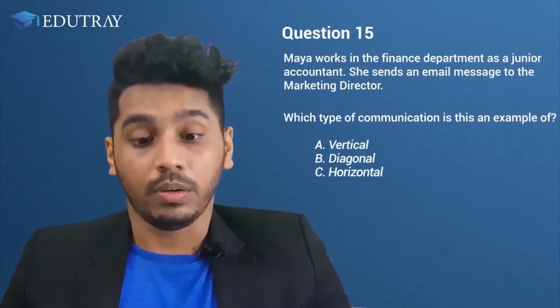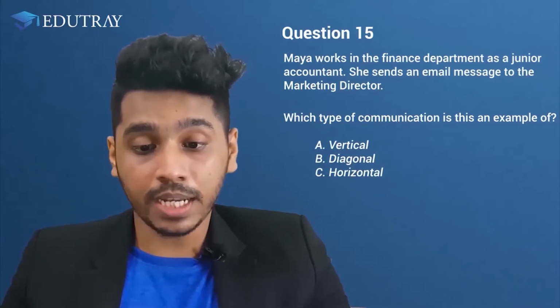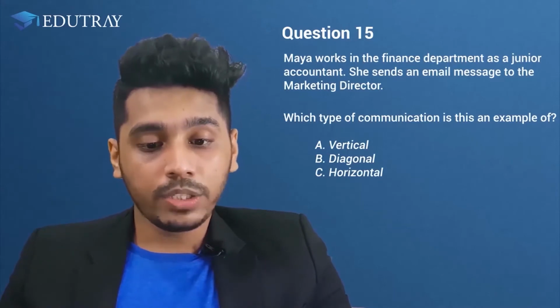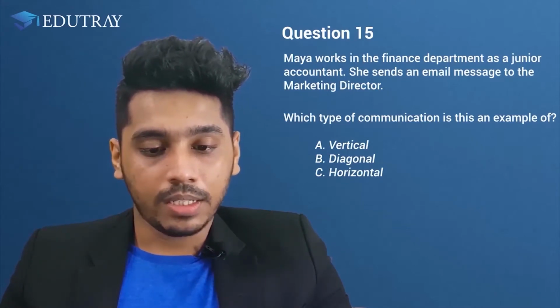Question number 15. Maya works in the finance department as a junior accountant. She sends an email message to the marketing director. Which type of communication is this an example of?